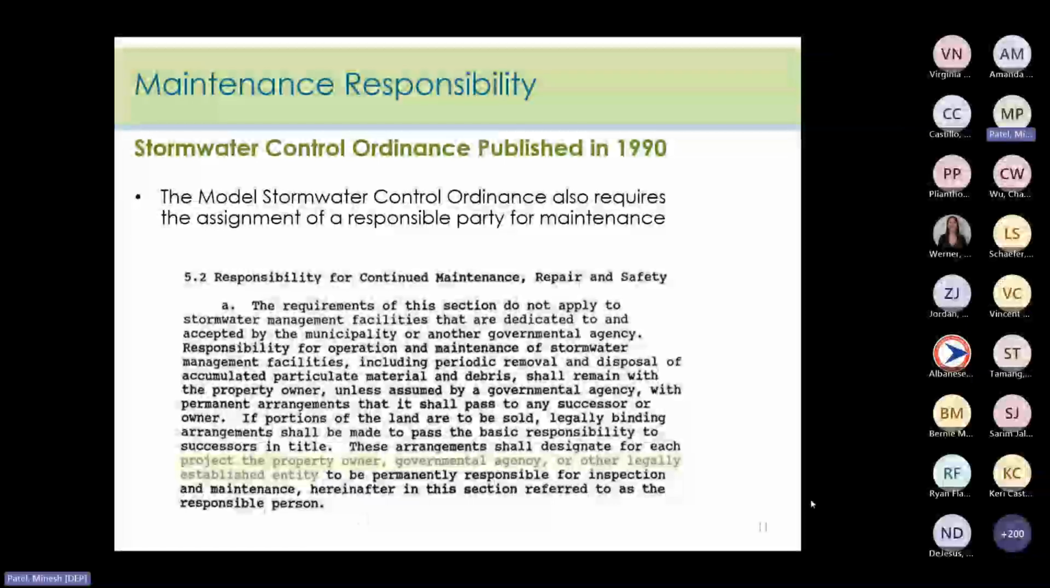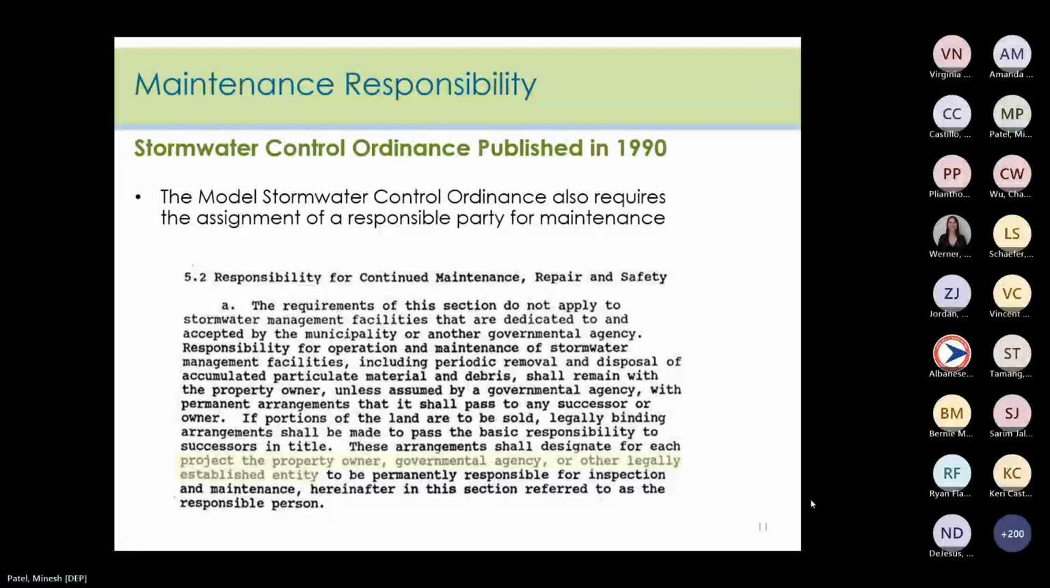The model ordinance issued in 1990 has required the responsible party to be the property owner of the project, a government entity, or other legally established entities such as a homeowner association. It does not impose the responsibility on a homeowner of a single lot unless the homeowner owns all of the lots in that development. So the responsible party should not be a single homeowner.